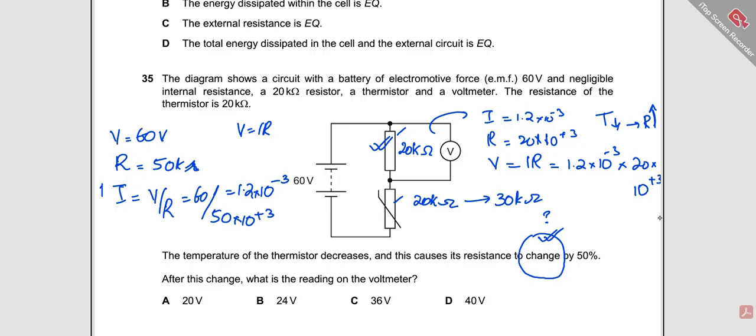So 1.2 into, not 10, 1.2 into 20. This gives us 24, and then 10 raised to the power minus 3 plus 3. This gives us 10 raised to the power 0, which is 1. This is the final answer, right? So in this case, the option B is the correct answer.